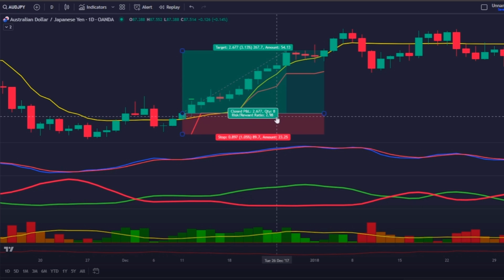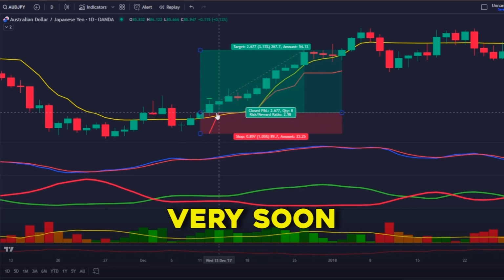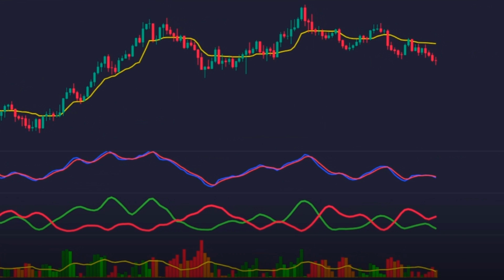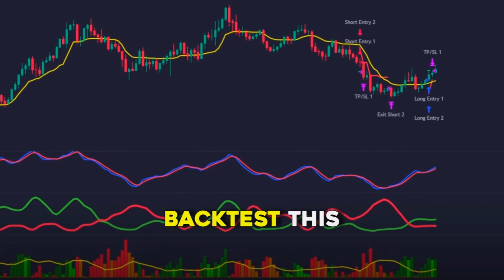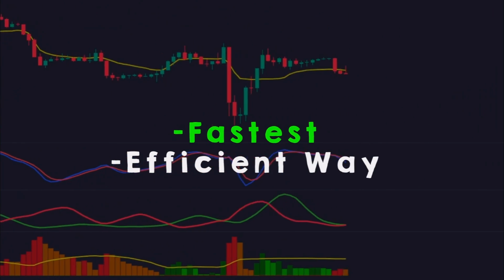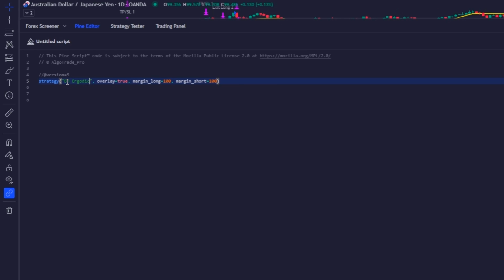So, as you can see, this is a risk management strategy that not only protects our trades very soon, but also allows us to get the most profit out of a trade. And with the risk management settled, we are ready to backtest this strategy. And in order to do it in the fastest and most efficient way possible, I'm going to code a new trading bot with these exact indicators and rules. I will do it and I will be right back.